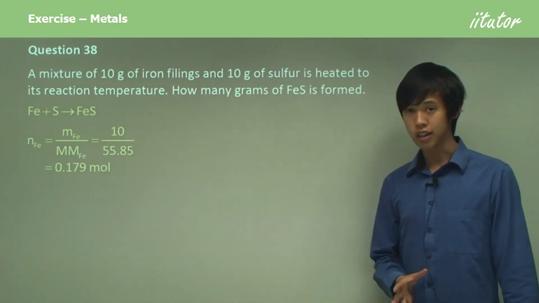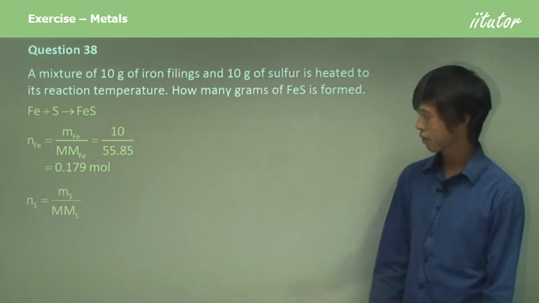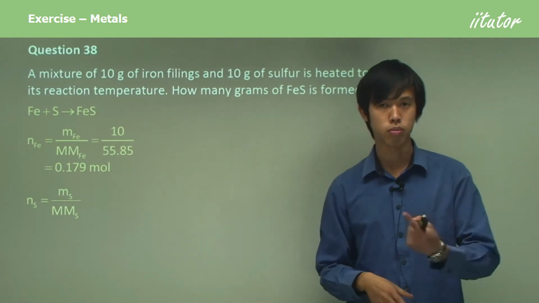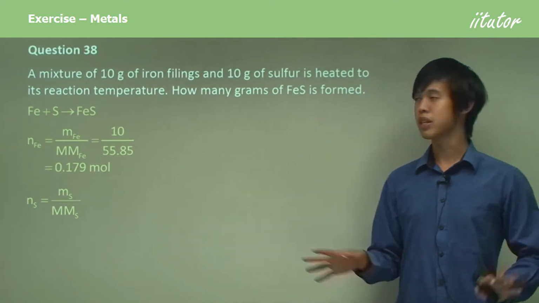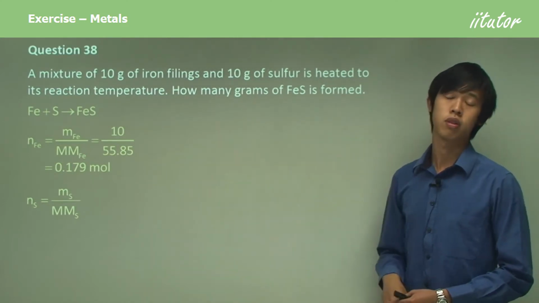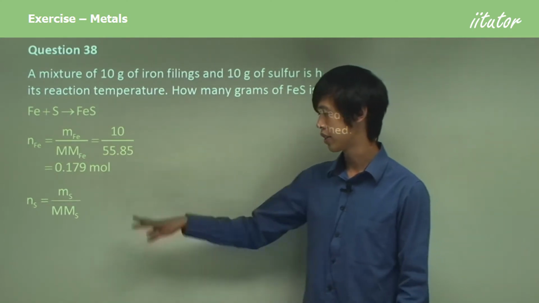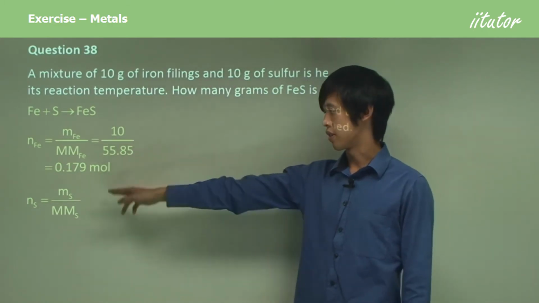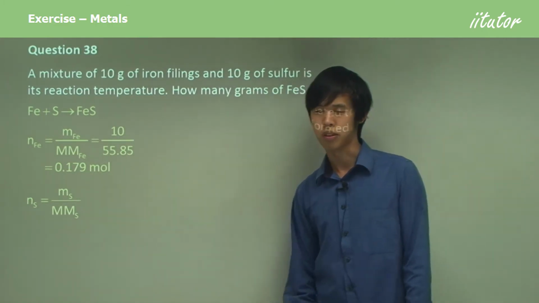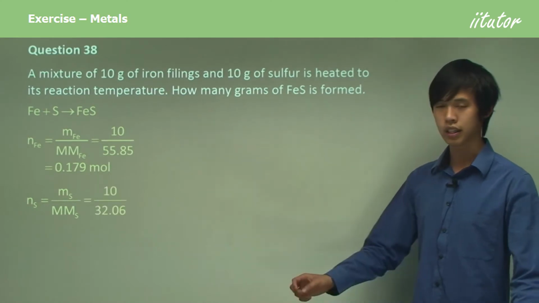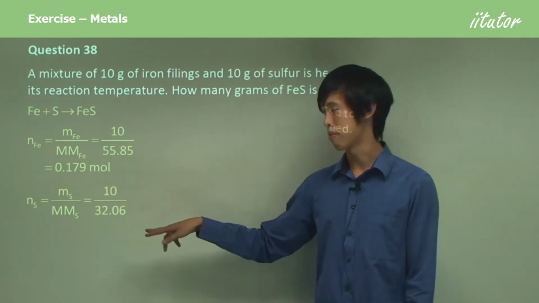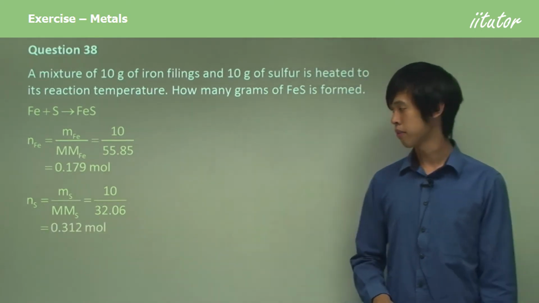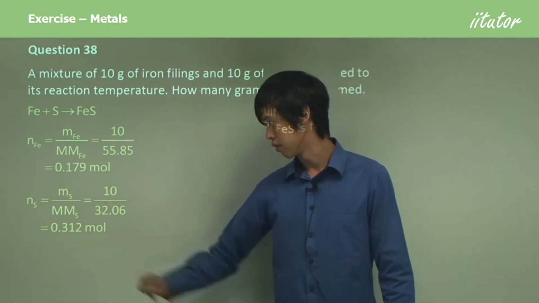What we can also calculate is the number of moles of sulfur. And if you're wondering, well, we don't usually do this, we only ever calculate one mole at a time, just bear with me, because you'll see why we needed to calculate the moles of sulfur as well. So you just divide 10, which is the mass of the sulfur, by its molar mass, which I believe is about 32. Yeah, again, I'm doing well with my memory. So 10 divided by 32.06 is 0.312 moles.